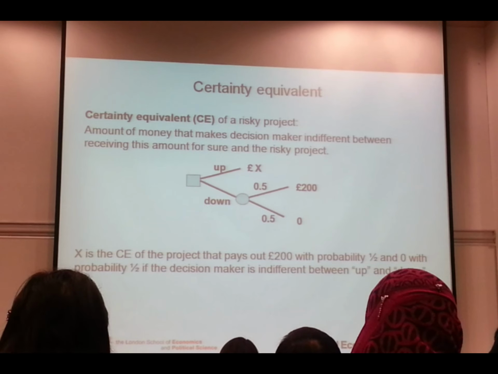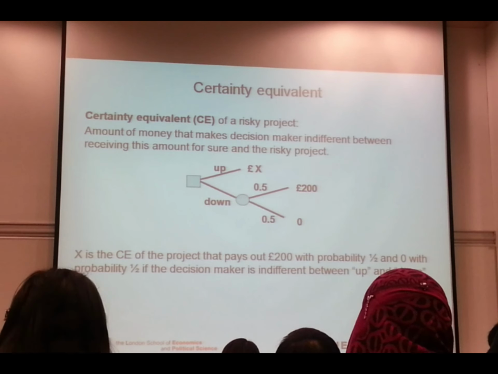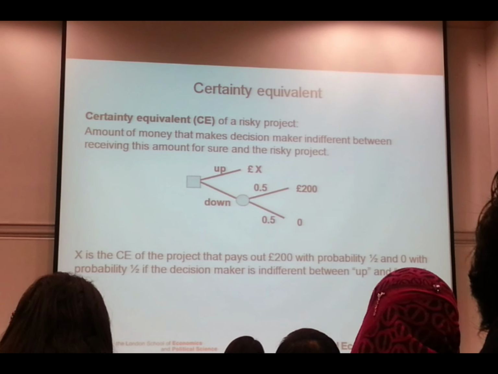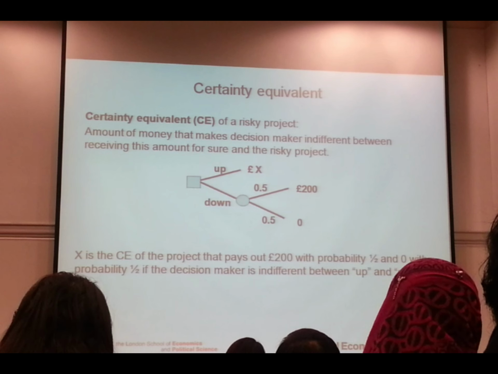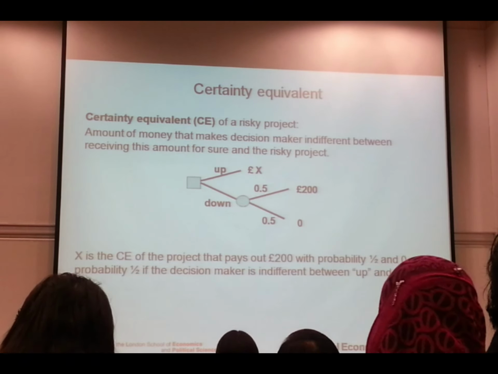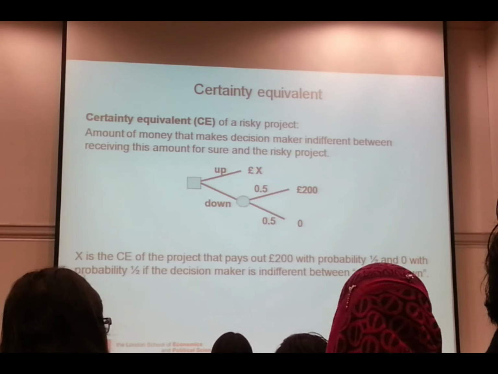How much do I have to pay you for sure so that you are indifferent between an uncertain lottery and a certain thing? And for risk-averse decision makers, the certainty equivalent is always going to be lower than the expected monetary value of the lottery.